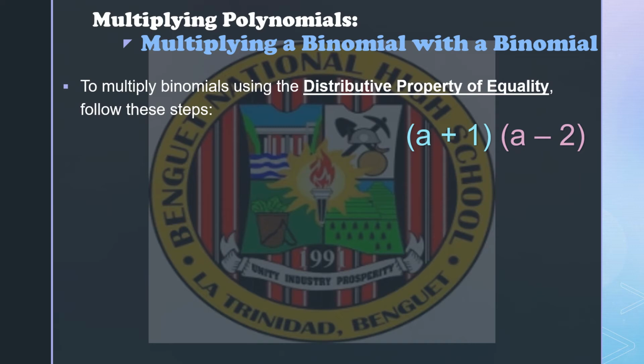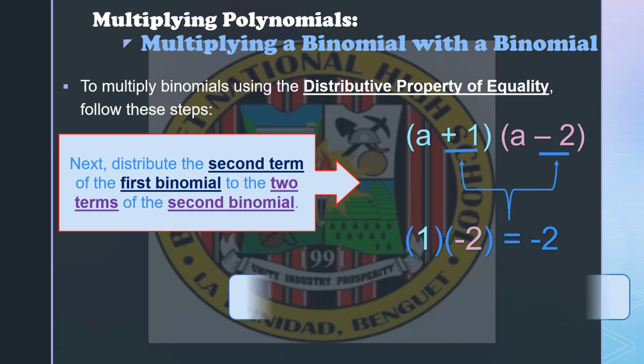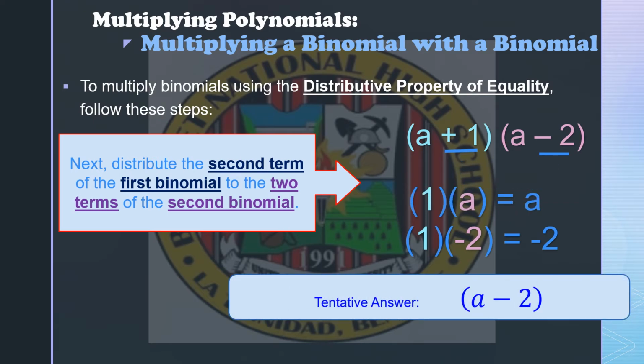Next, we are going to distribute the second term of the first binomial to the two terms of the second binomial. Don't forget to follow the rules in multiplying integers and the laws of exponents. If we do the process right, then our partial answer will be a minus 2.